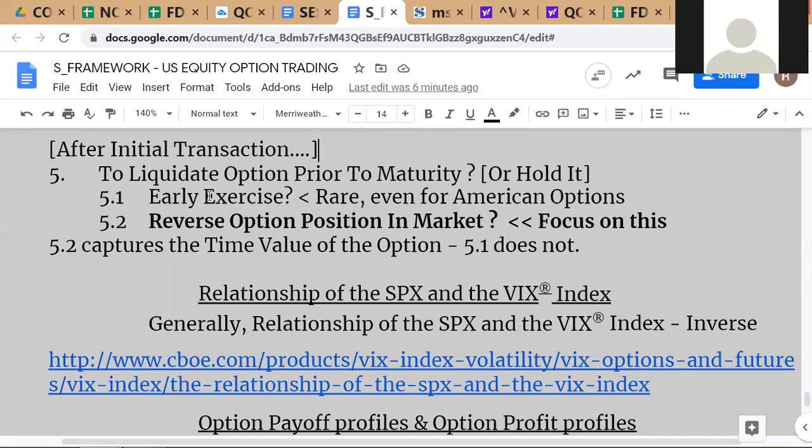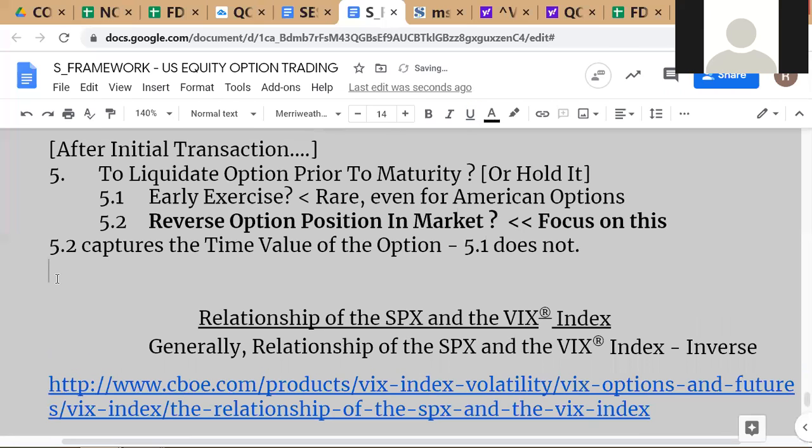Okay. So here too, I've said that you should generally, especially when you're trading options and not trading the underlying, just focus on the 5.2 and not so much this, because generally people don't do early exercise even for American options. And the reason they don't do it is, if you think about it, go back to the same fundamental equation that we have, which is that option premium is equal to what? Intrinsic value plus what?